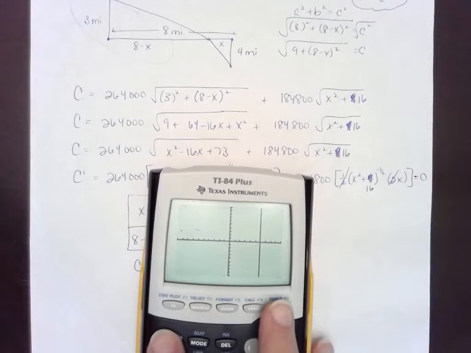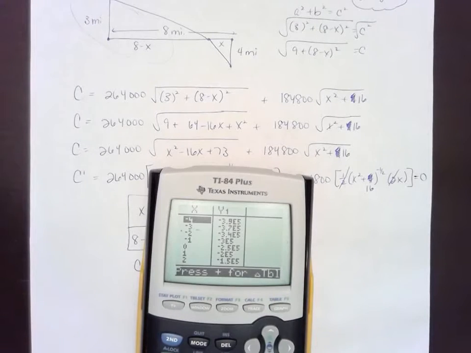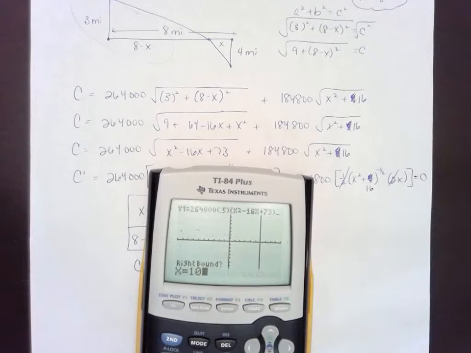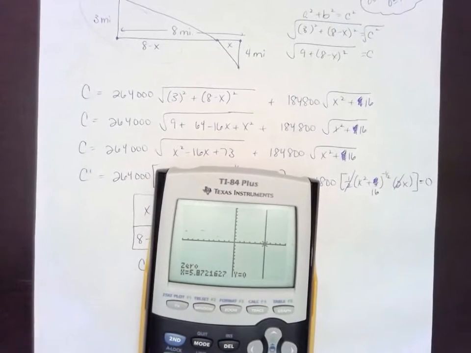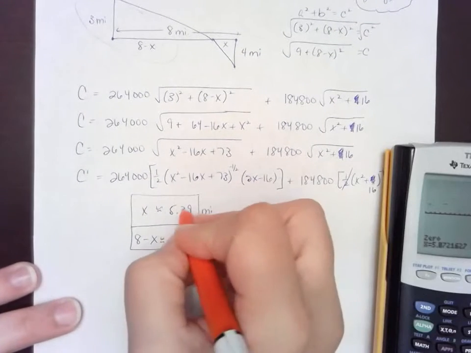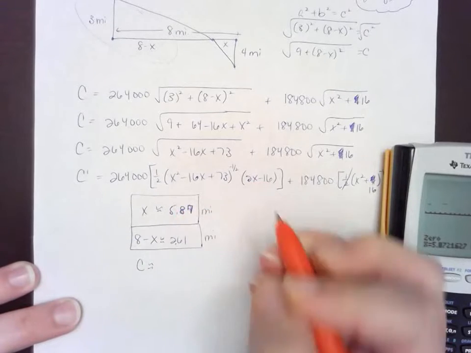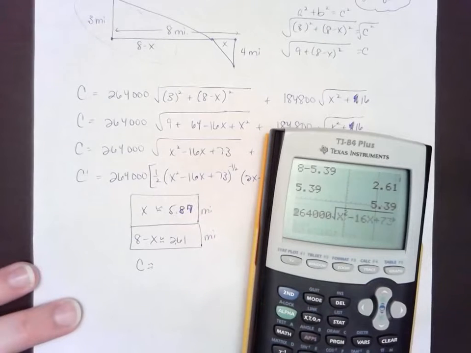Okay. Do the same thing. It's somewhere between 0 and 10. It looks like 5, and it is 5.87. So close to what we had before, but a little bit of a mistake.